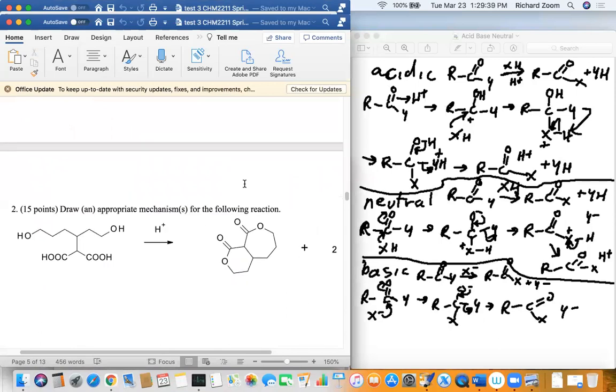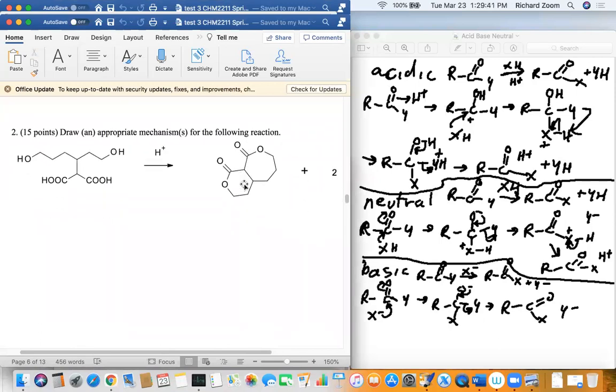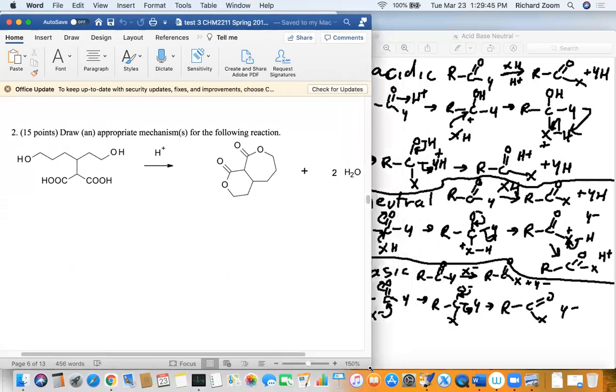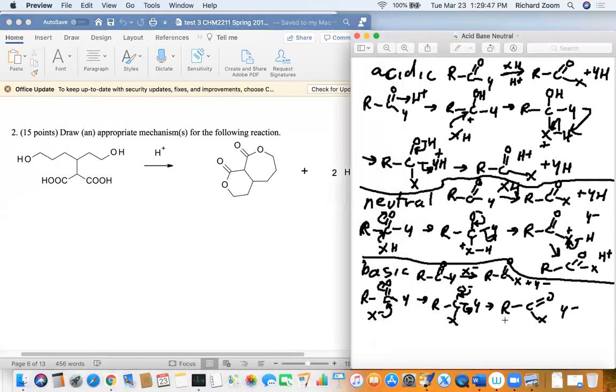Let's focus on question 2 here, which is the lactone ring formation problem. Let's look at the reaction that this is based on first, and then we'll go through this.